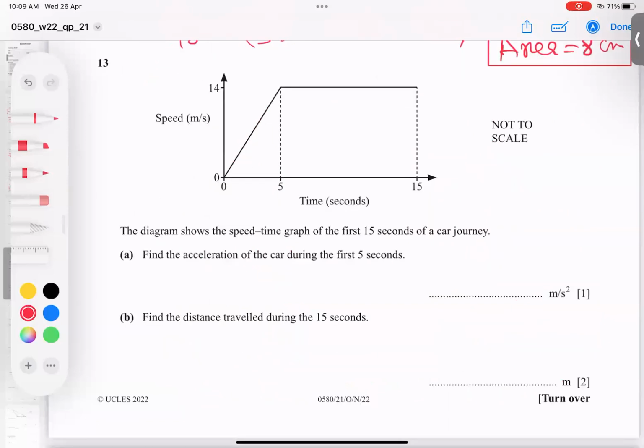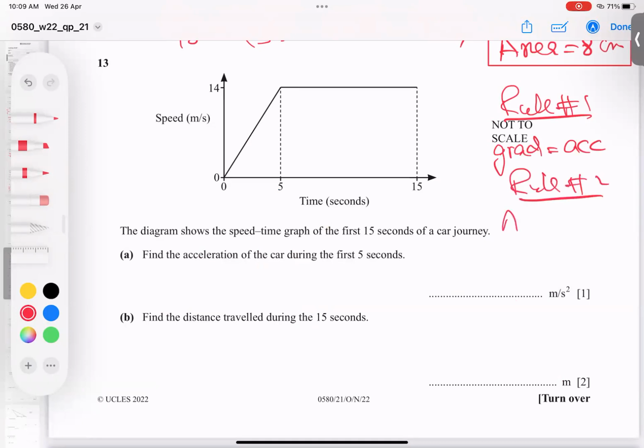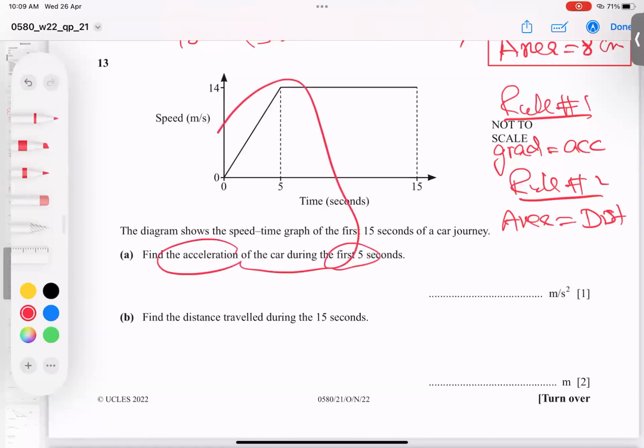Question number 13. He said acceleration. And let me tell you 2 rules of the speed time graph. Rule number 1: the gradient of the line represents acceleration. And rule number 2: the area under the line is called distance traveled. He is asking for acceleration for the first 5 seconds.